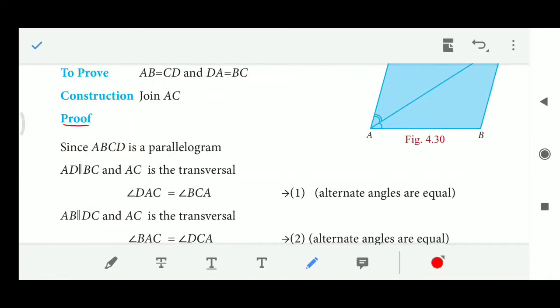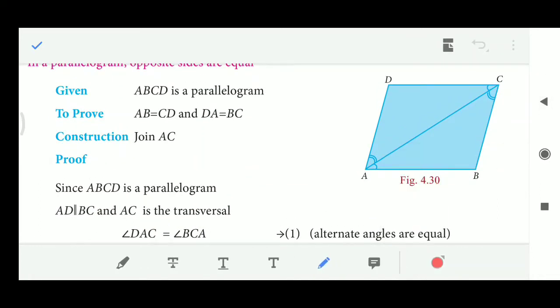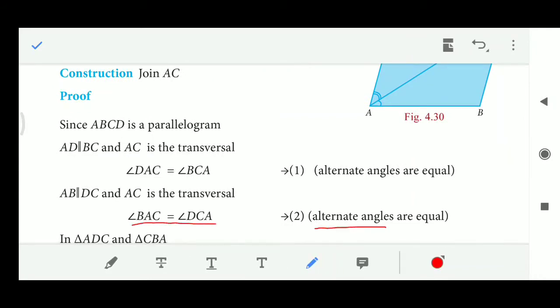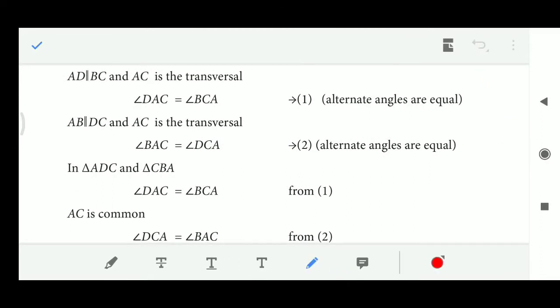AC is a transversal. Here AD is parallel to BC, so the alternate angles are equal. Here the alternate angles are angle DAC equal to angle BCA. Like that, AB is parallel to DC and AC is a transversal. Here also alternate angles are equal. Angle BAC equal to angle DCA.